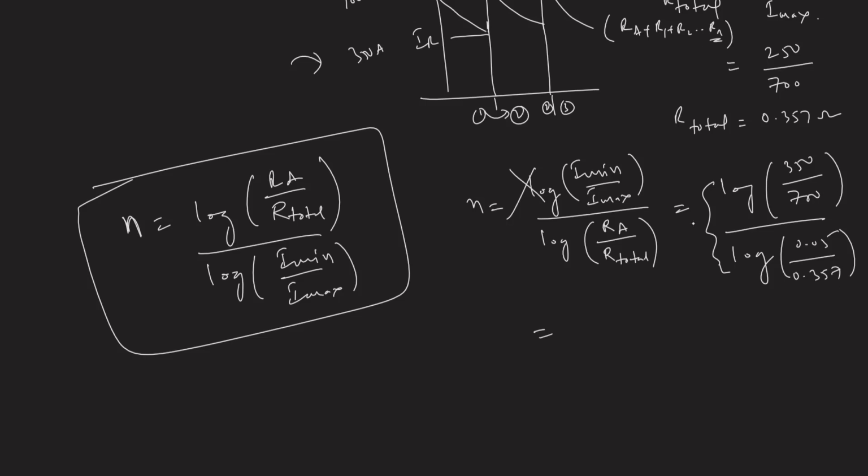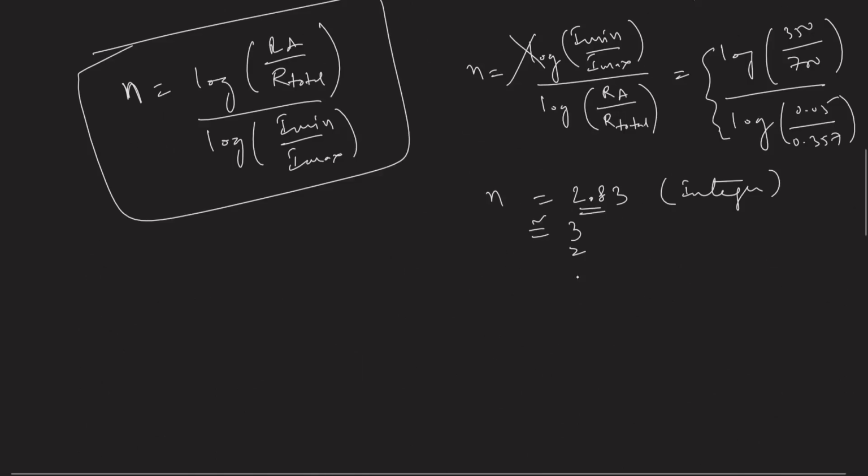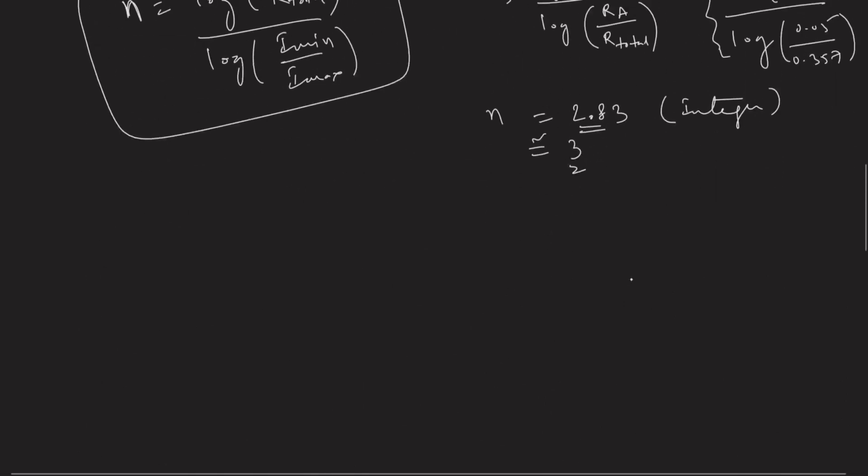Sir, 2.83. So I cannot take the number of sections as a fractional value. It has to be an integer, right? So I will take the nearest integer, that is 3. Fine. So what is my starter now? Starter will have 3 sections. Resistance values like this.